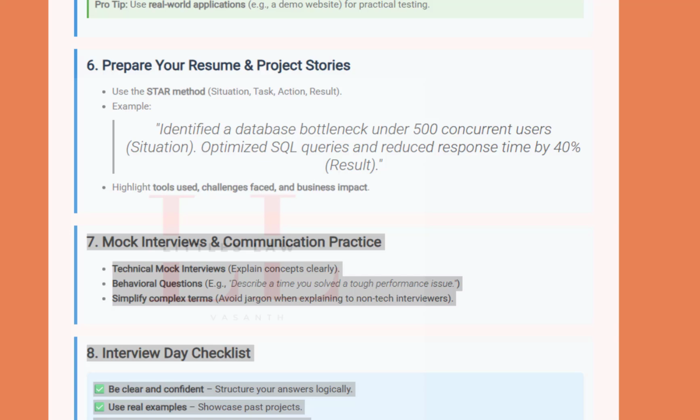And then you can simplify the complex terms. Say for example, you can tailor your language. So when I say tailor your language, when speaking to non-technical interviewers like the senior managers, to the HR team, you can avoid any technical jargon, and you can start using more of analogies and simple explanations. For instance, you can explain load testing as seeing how a website handles lots of visitors at the same time, like testing a bridge with the heavy traffic. So these analogies and these simple explanations will bring you closer to them.